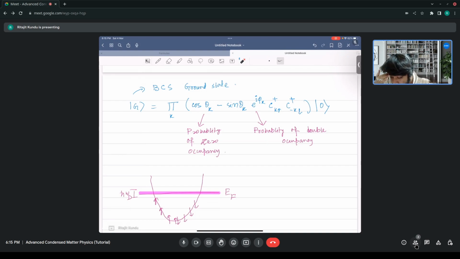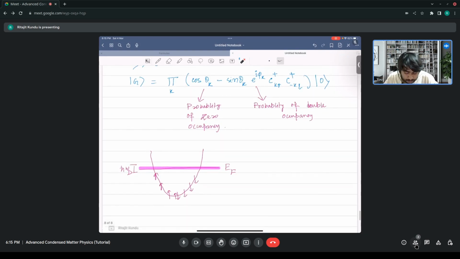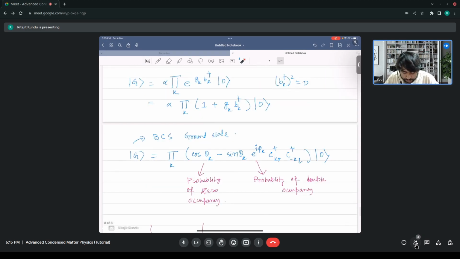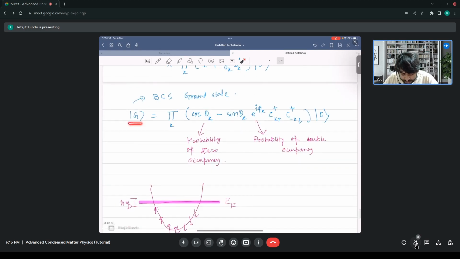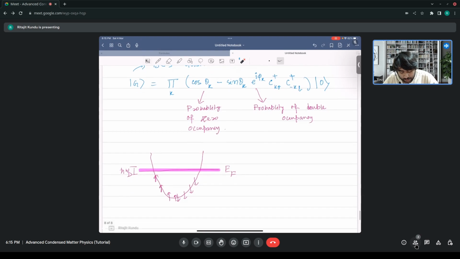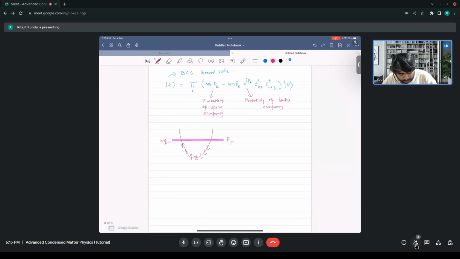Because we have done so much, and we could actually get some idea of the ground state, it is really important to check whether this is the correct answer for the ground state or not. So how do you check that? To check that, what we will do is go to the normal metal limit.